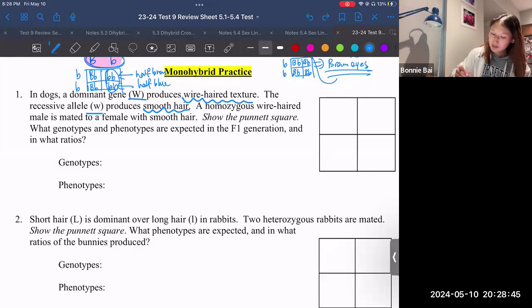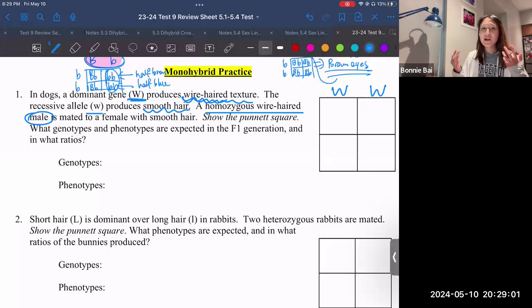All right. So it says, a homozygous wire-haired. Now, homozygous means two of the same. Wire-haired, as I underline, is big W, okay? So that's homozygous. It says male. It's telling me that it's a male. It really doesn't matter. The male and the female for a regular monohybrid, they're all written the same way. Then we have a female. I'm circling it just to point out that it's a female. And once again, it doesn't matter. In this case, it doesn't matter, but if it's sex-linked, it does matter.